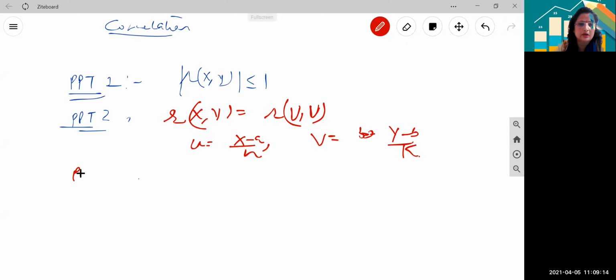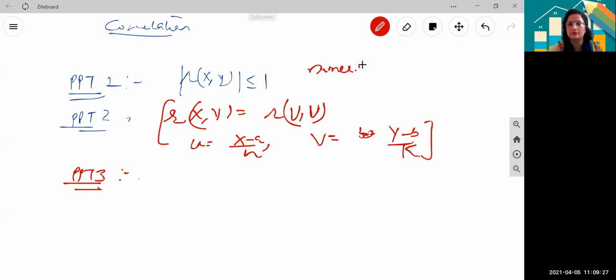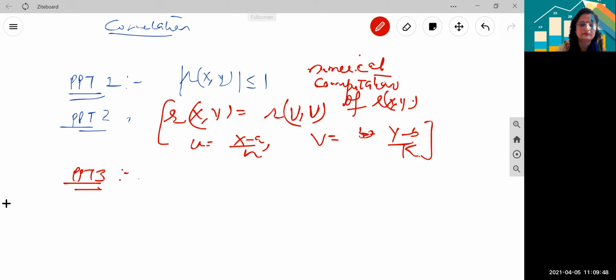Now I am coming to the corollary of property number 2, or you can write this as an independent property, property number 3. This one is very useful for numerical computation. You may note down, you can write a note under this. This property is of fundamental importance in the numerical computation of the correlation coefficient.